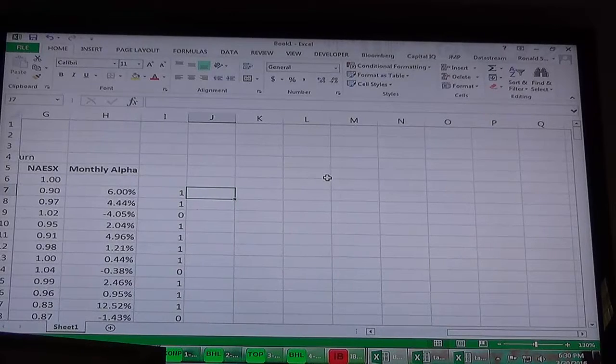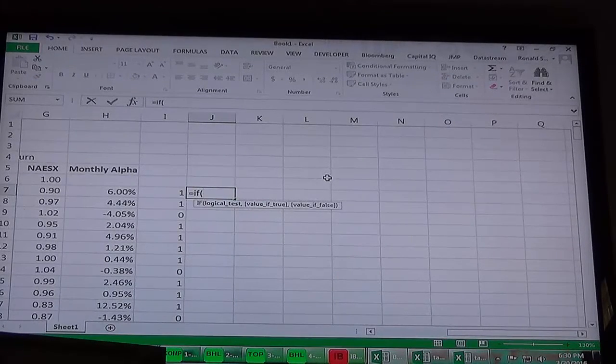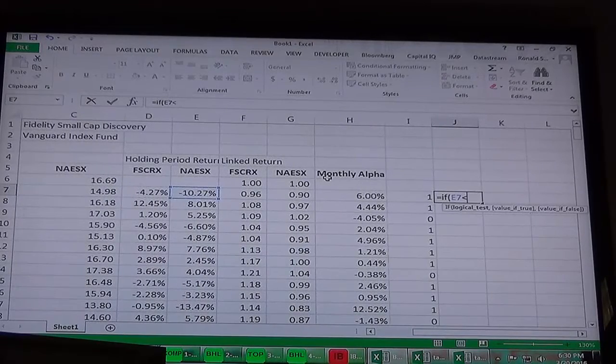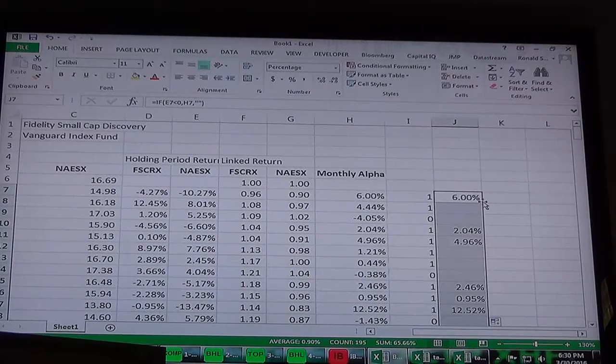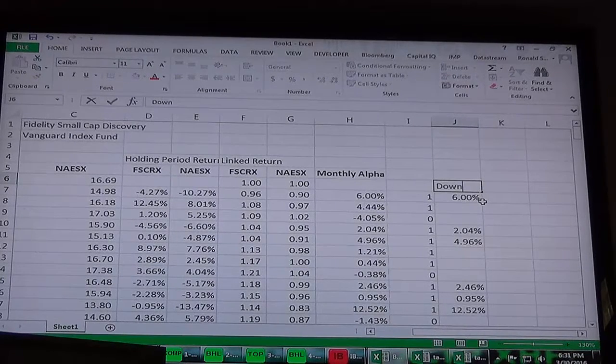So here what we're going to do is say equal if the market is down, if the market's less than 0, then give me their alpha, otherwise give me nothing. Okay, give me nothing is those two quotes. Alright? So in this case, this first month, the market was up and they had positive alpha. Here, the market was down and they had positive alpha. Here the market was up, so we're not going to look at that one. So this is going to be our downside, and this will be our upside.